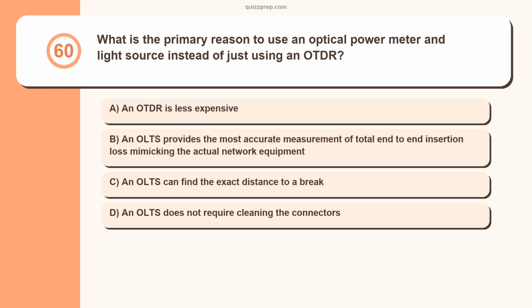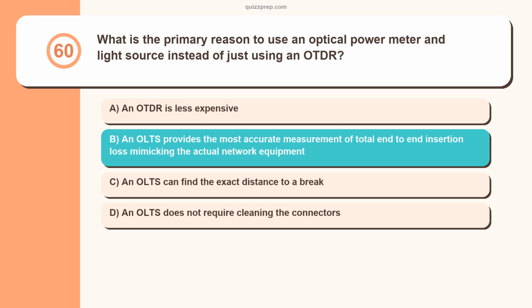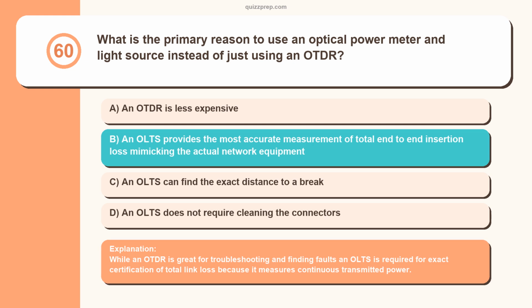Question 60. What is the primary reason to use an optical power meter and light source instead of just using an OTDR? An OTDR is less expensive. An OLTS provides the most accurate measurement of total end-to-end insertion loss, mimicking the actual network equipment. An OLTS can find the exact distance to a break. An OLTS does not require cleaning the connectors. While an OTDR is great for troubleshooting and finding faults, an OLTS is required for exact certification of total link loss because it measures continuous transmitted power.